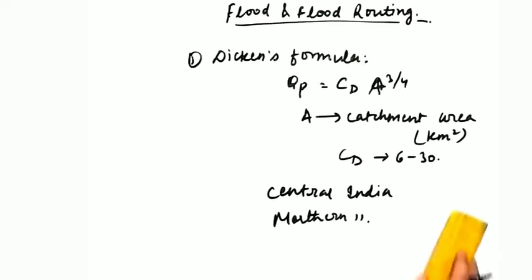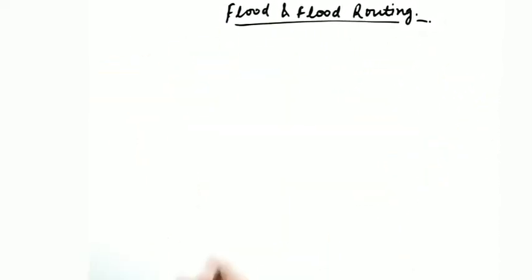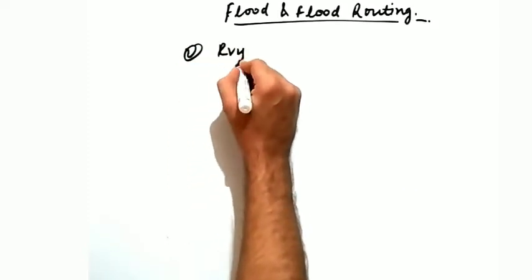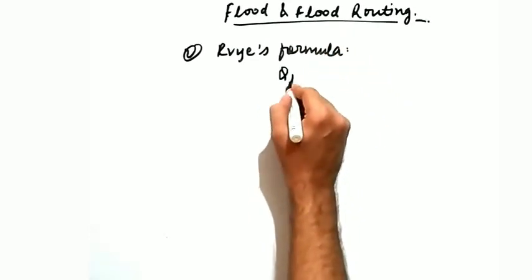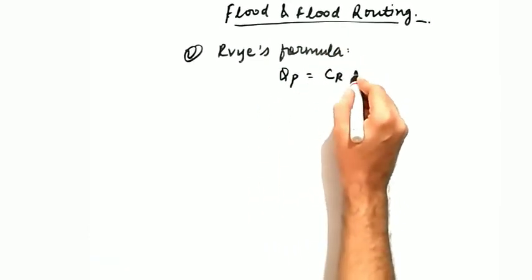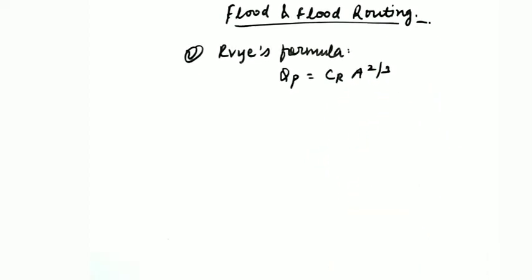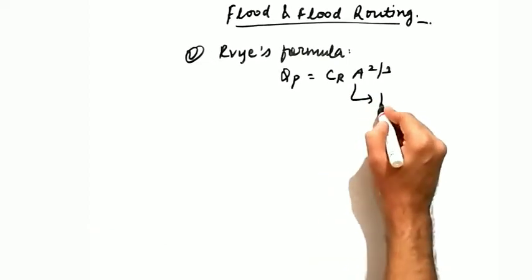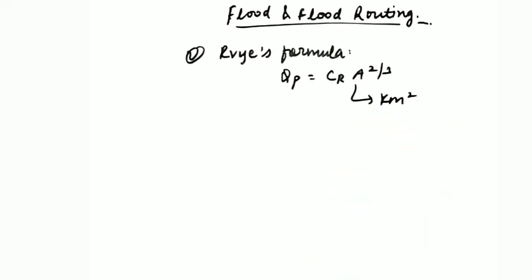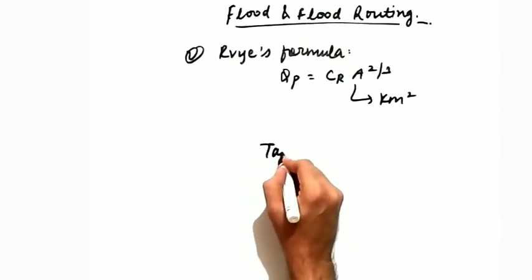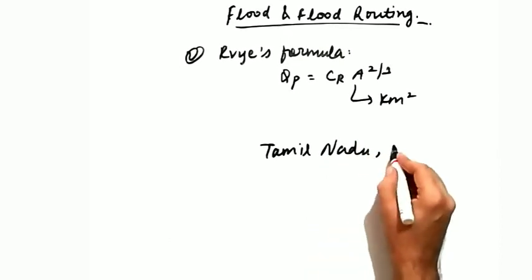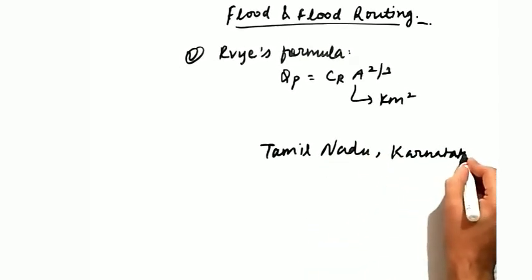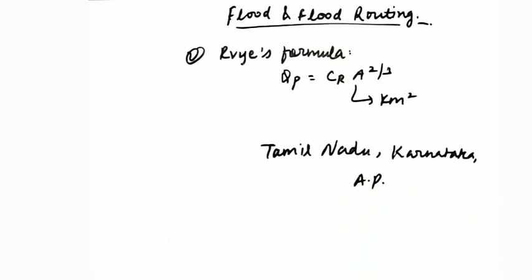Now moving on to the second formula, which is called the Ryves formula. This is the Ryves formula: QP equals CR times A to the power 2 by 3. A is again the catchment area in kilometers squared, and this formula can be applied for areas in Tamil Nadu and Karnataka and some parts of Andhra Pradesh as well.